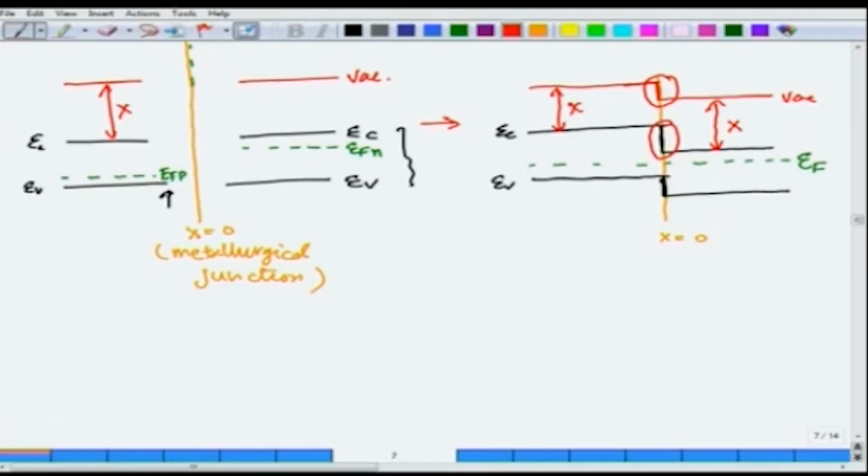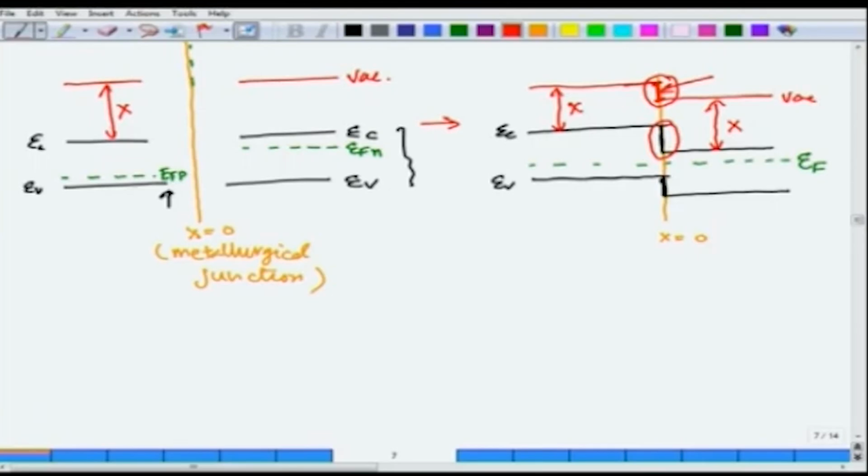What is the electron affinity? What is the potential? Notice the potential. Here's the vacuum level. There is a potential here, and this potential has a discontinuity. Now, why should this potential have a discontinuity? In fact, we require continuity of potential in this particular case.